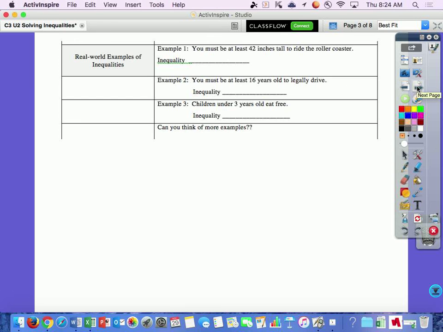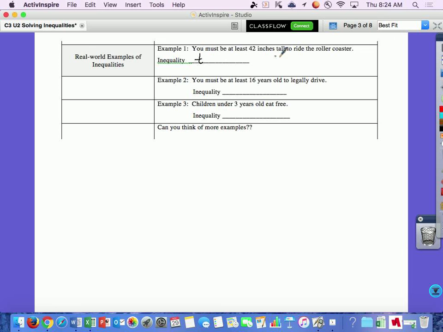So, go ahead and try to fill in these examples. What you're going to do is you're going to come up with an inequality. So I am going to do 2 of them, and then I want you to do 3 by yourself and check yourself. So, I'm going to use T because it says you must be at least 42 inches tall to ride the roller coaster. So I'm going to use T for tall and 42 inches.